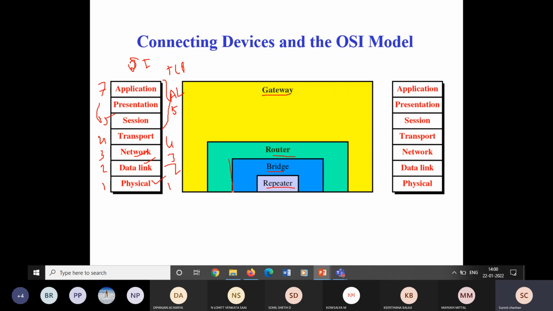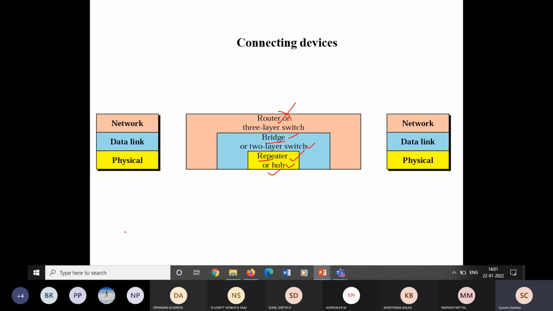We have finished till here, the physical and the data link layer. Only the repeaters, hubs, and the network interface card we have finished, and the bridges we are yet to start. In this figure, you can see the bridge will cover both layers, the data link layer and the physical layer, and the routers will have three layers: network layer, data link, and the physical layer, right? So I'll just go through the slides.